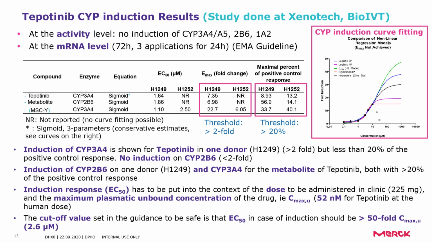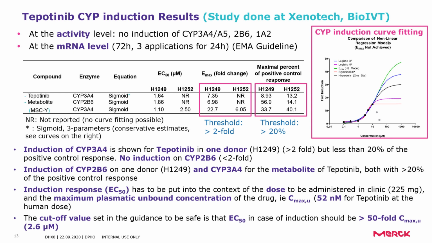So tepotinib also makes a metabolite, and in this study we were looking at induction potential by tepotinib, but also by the metabolite. I cannot disclose the structure. We call it MSC1. The results of the study are in the table. So for tepotinib on 3A4, we use a sigmoid equation. I will come to that in a minute.